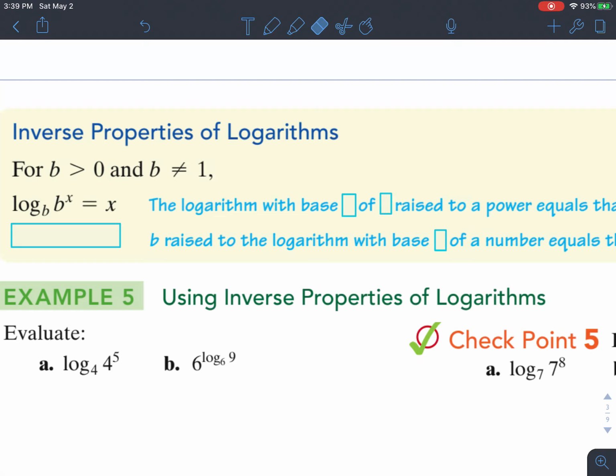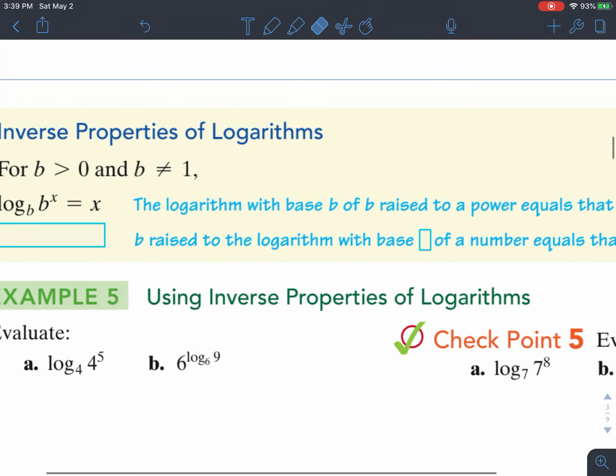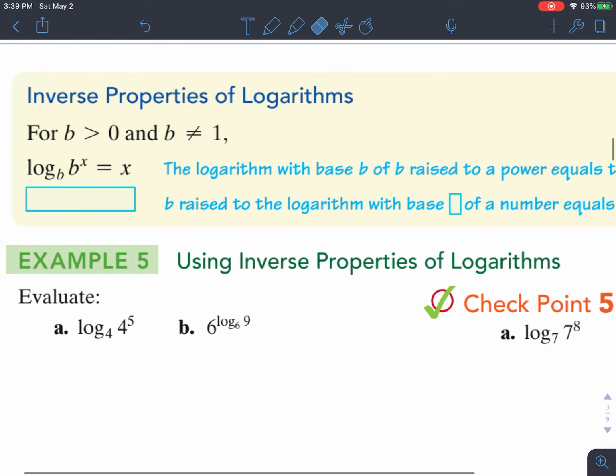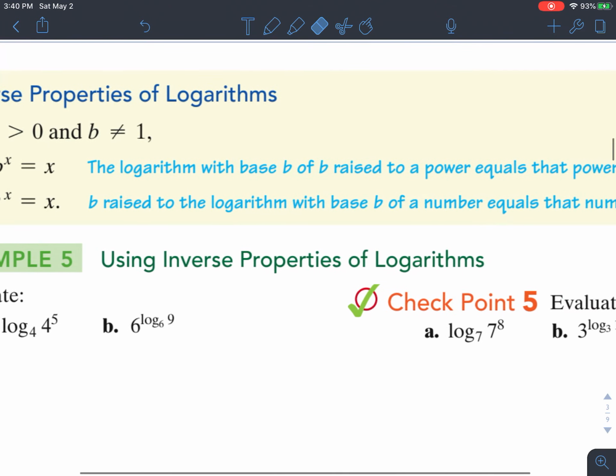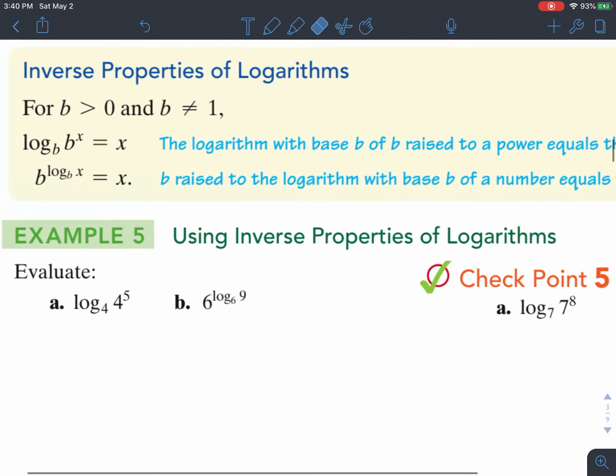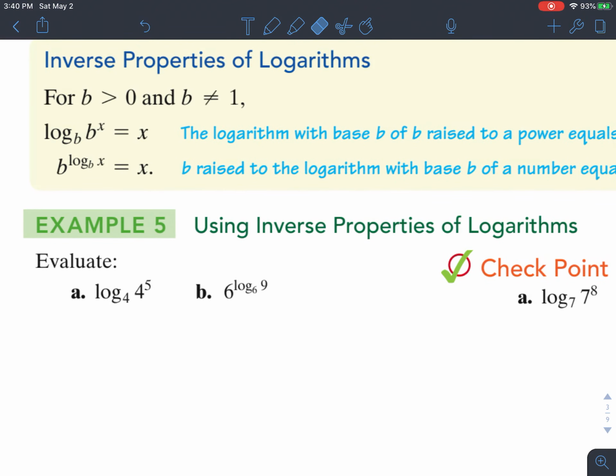So the logarithm with a base of b, so the base is b and the argument, that thing is b, is raised to a power, then the answer is just that power. And the reverse, which again was written up above, is b to the log base b of x equals x. Basically this stuff cancels and you're just left with x. B raised to the logarithm with base b of a number equals the number. Those I think are a little trickier to remember, but kind of your job.